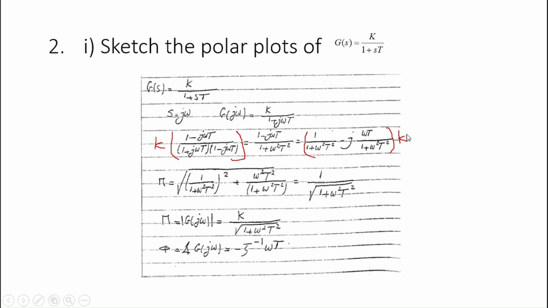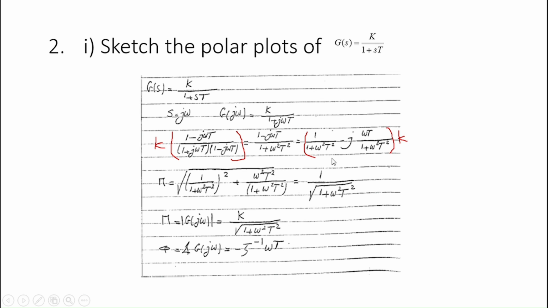This k is a constant, so the magnitude of this is affected by the constant outside, right? The phase over here is not affected by this constant. So what we can do is find the magnitude of this and multiply by this k. The constant only affects the magnitude.